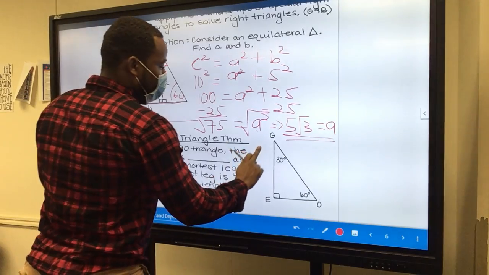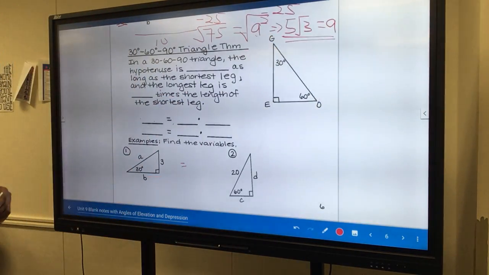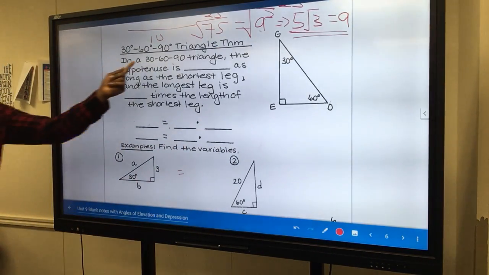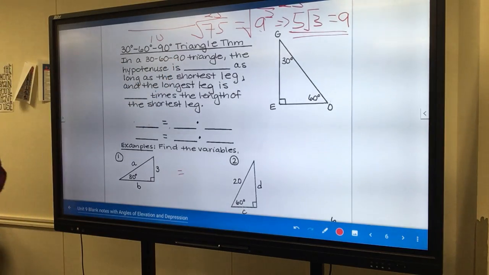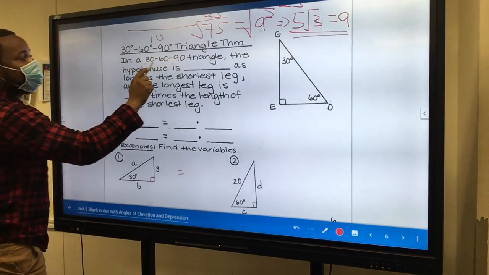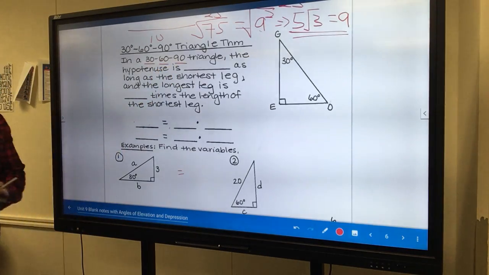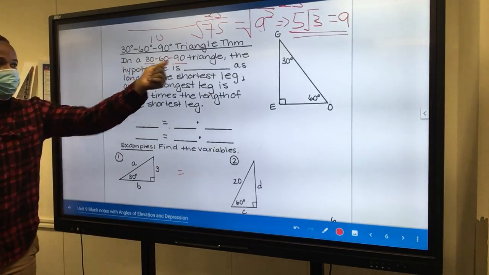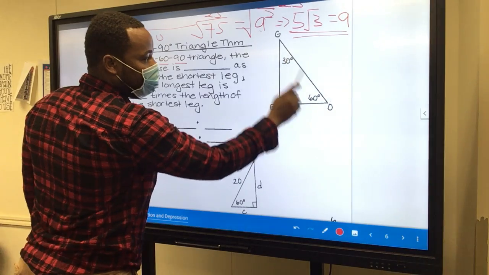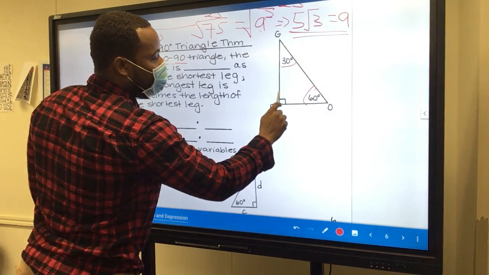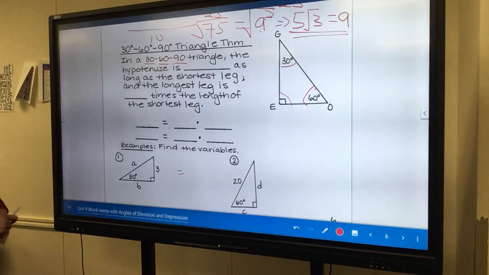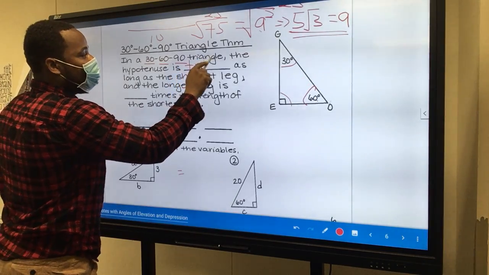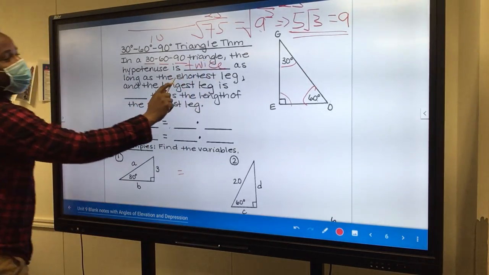So the theorem says that in a 30, 60, 90 triangle, which is 90, 60, 30, whichever way you mention it, it doesn't matter. Here they decided to increase it in ascending order. So in a 30, 60, 90 triangle, those are the angles you see. The hypotenuse is twice as long as the shortest leg.